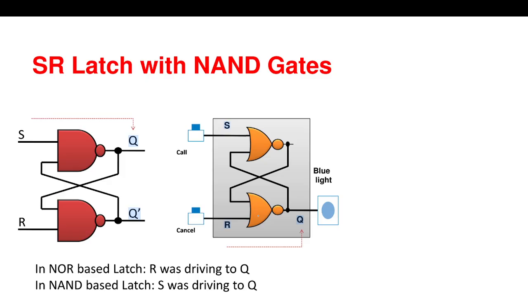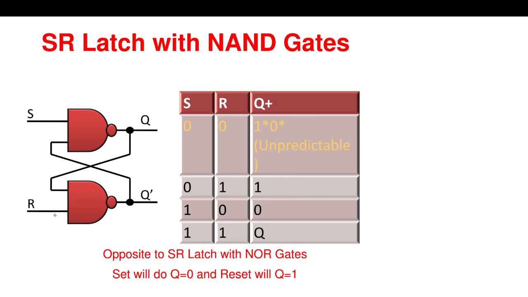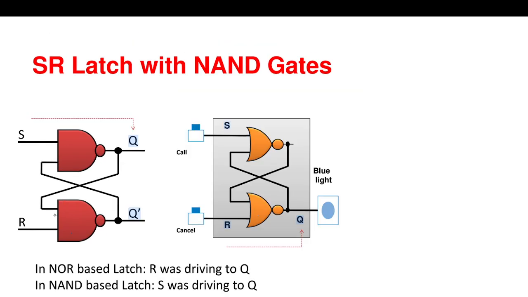Similarly to the NOR, we can have a NAND gate also. And for the NAND gate, instead of S and R giving output Q complement and Q, here S will give Q and R will give Q bar. So for the NOR gate, R will drive the Q. For the NAND, S will drive the Q.